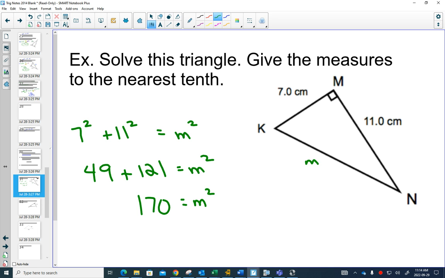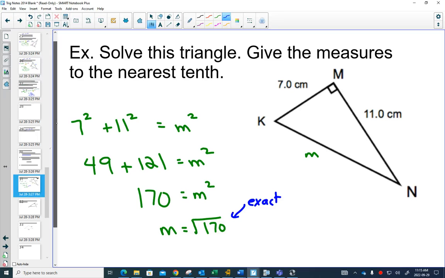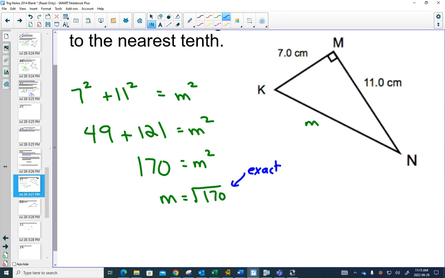170 equals m squared. How do you get rid of the squared? Square root. So m is going to equal the square root of 170. In math, we would call this answer exact. But if we go to our calculators and actually do the square root of 170, we get 13.038. To the nearest tenth would be 13.0. And that is no longer exact because we've rounded.